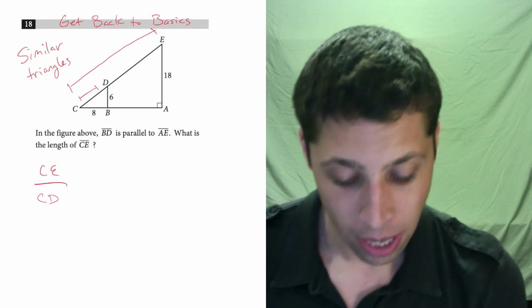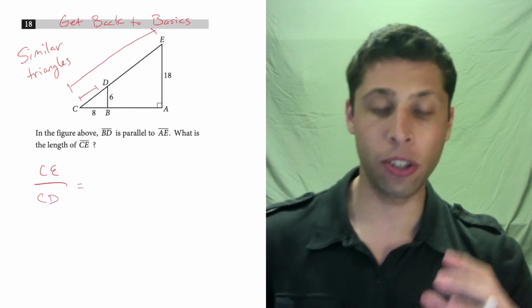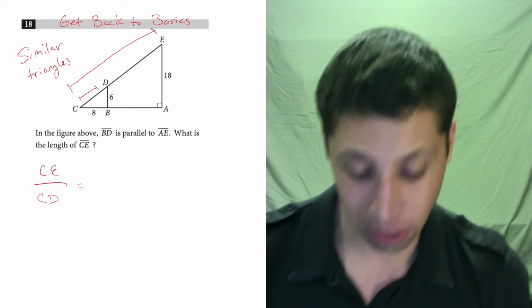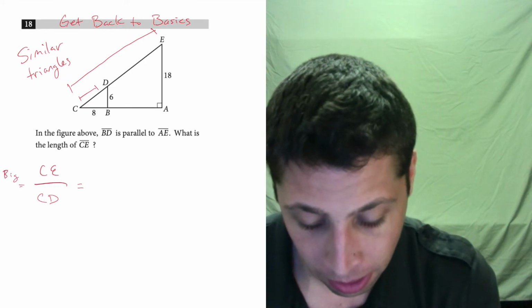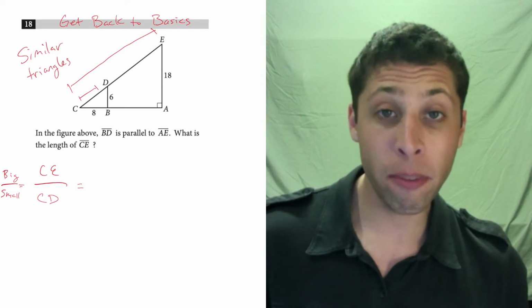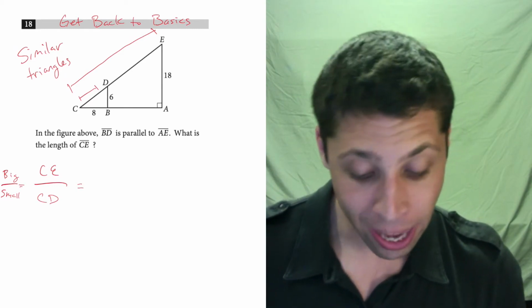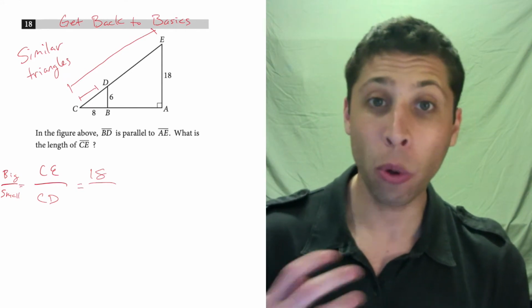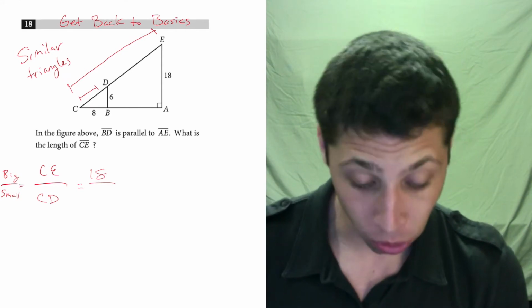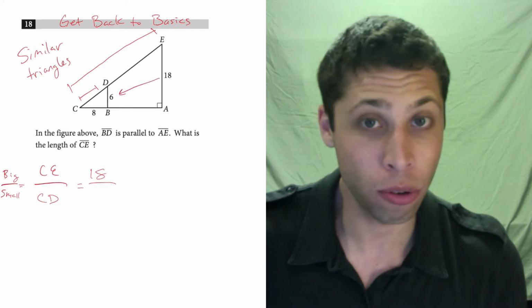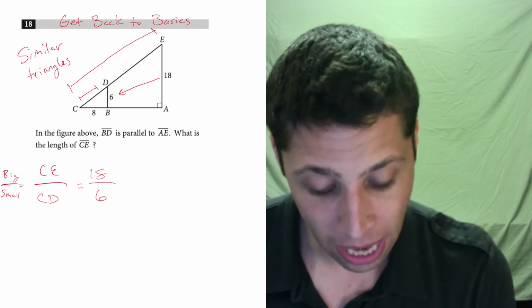Now I'd love to also have a ratio that compares the big triangle, big to small. So the only other side of the big triangle I have is EA, which is 18. And I would want to compare that to a corresponding side for the little triangle, which it looks like is DB. Those two things seem to go together. So that's just kind of common sense here.